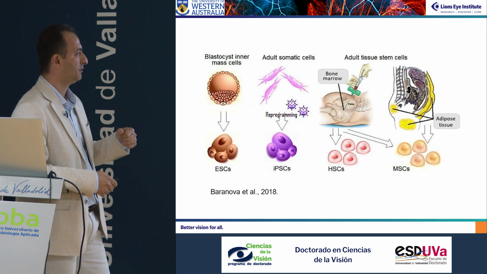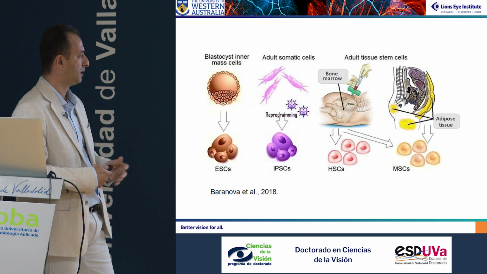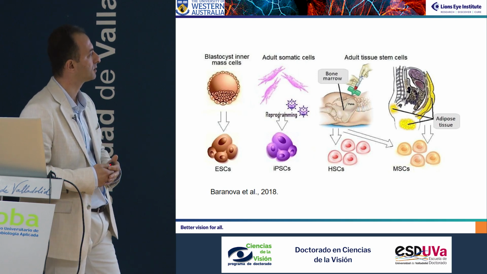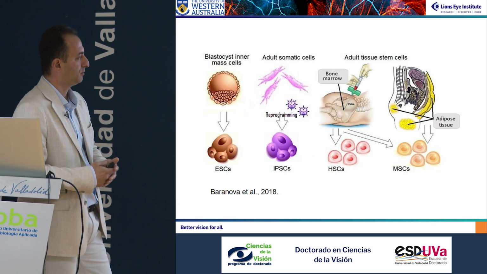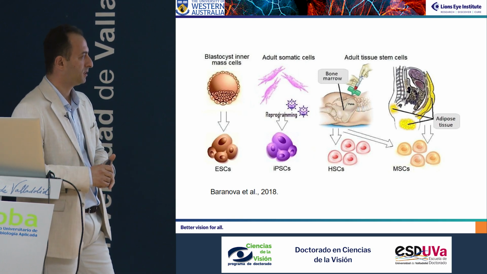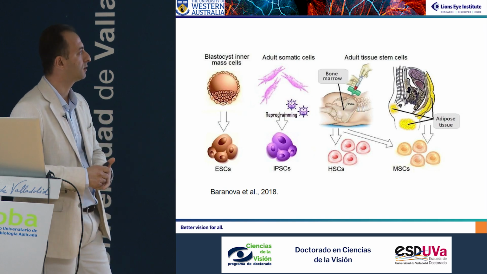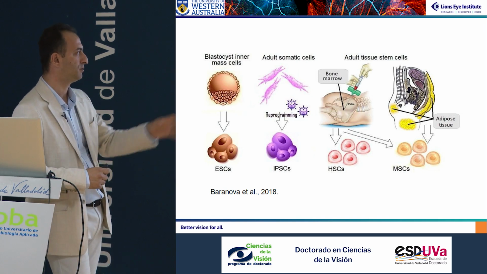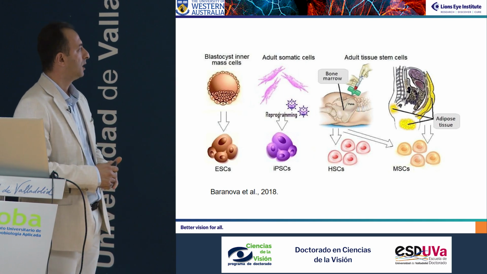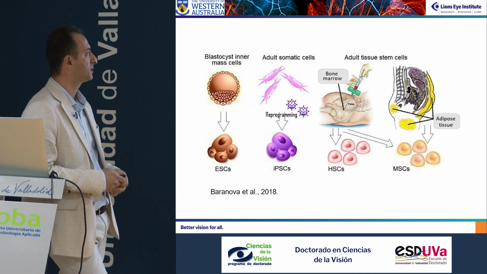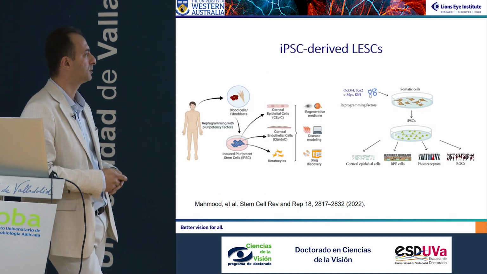So these are some of the available stem cell options. We have embryonic stem cells, induced pluripotent stem cells, hematopoietic stem cells, and mesenchymal stem cells. I know you've heard a lot about mesenchymal stem cells, and they have been shown to be very effective in treating the ocular surface or stem cell transplantation from different sources. But in our center, we focused on induced pluripotent stem cells, which I will talk a little bit more about today.